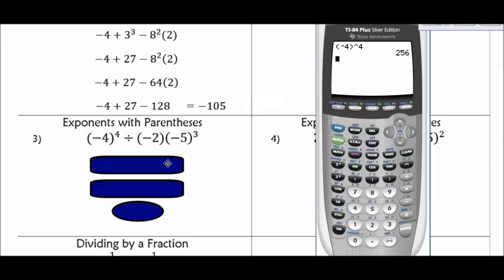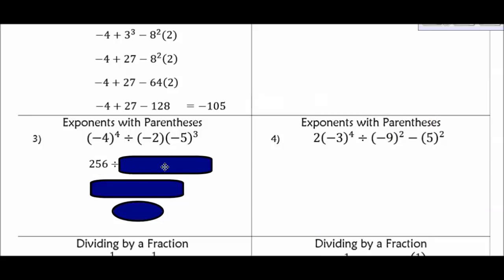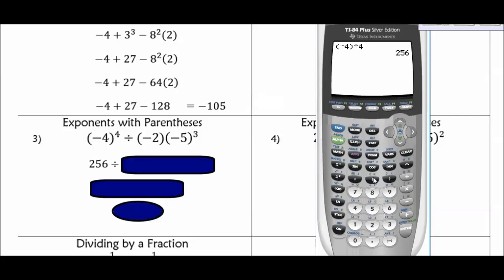If you don't feel comfortable doing that, you don't have to. You could write it out as a separate step. I'm just going to do all that in one shot. So I have my positive 256, and then I'm going to have negative 5 to the 3rd power. Again, it's very important that you put the parentheses around this. Negative 5 raised to the 3rd power is negative 125.